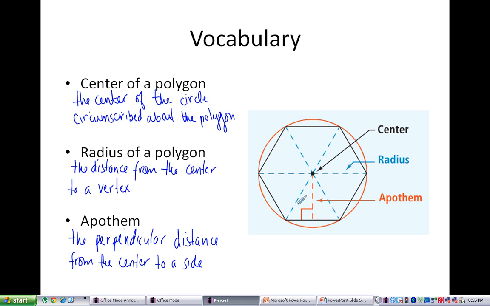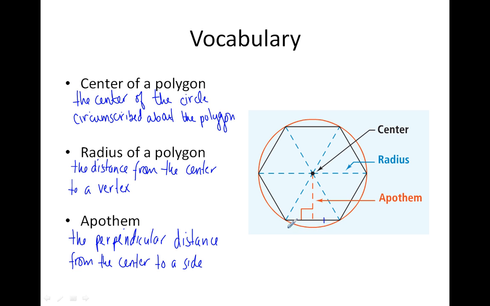And this does two things. One, it bisects the side that it intersects, and two, it bisects the angle. Because as you'll recall, all of the radii are going to be the same because it's a radius of a circle, so they're congruent, which means that this is an isosceles triangle, and the perpendicular distance or the altitude of an isosceles triangle bisects the vertex angle and the opposite side. And that's going to be important as we go through this lesson.